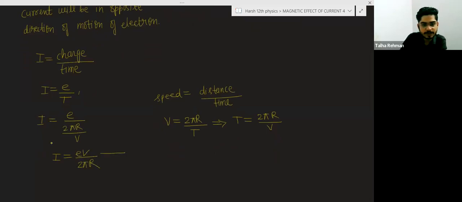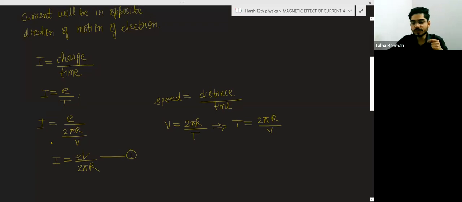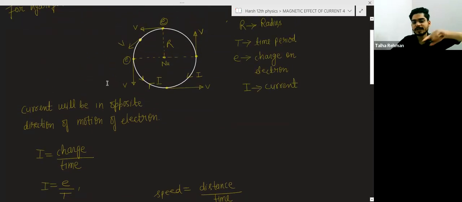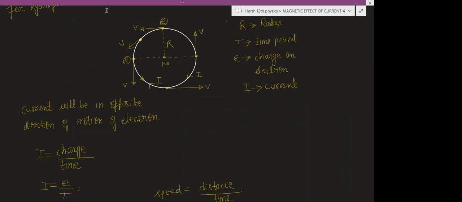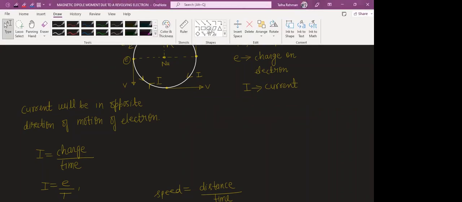So this is your current. Now you can imagine this motion of the electron. Due to the motion of the electron, you can imagine this is a coil having the current I. It appears that there is a circular coil having the current I, or not? Okay. Yes, sir. See here, I am drawing it again.